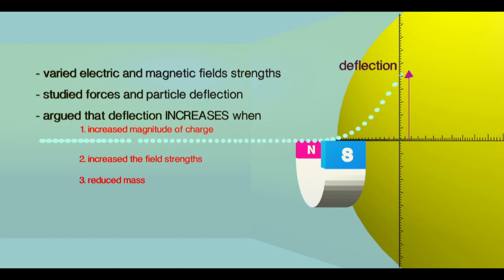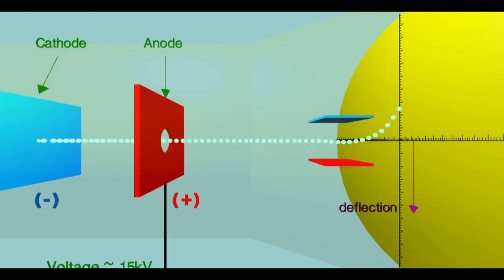He argued that the deflection increases when either we increase the magnitude of the charge on the particle, increase the field strengths, or reduce the mass. Let's study this in more detail. Let's say we apply a uniform external electric field. In that case, the force and hence the acceleration of the electron will be uniform.